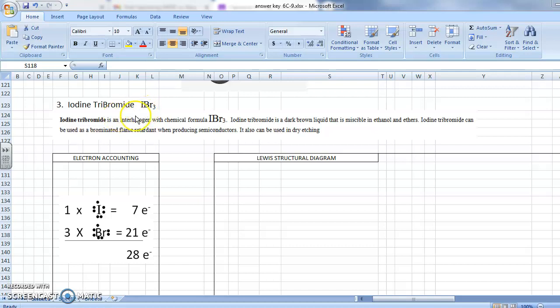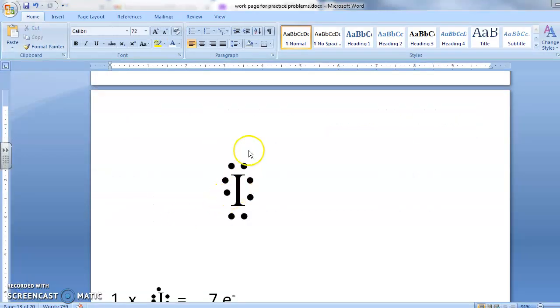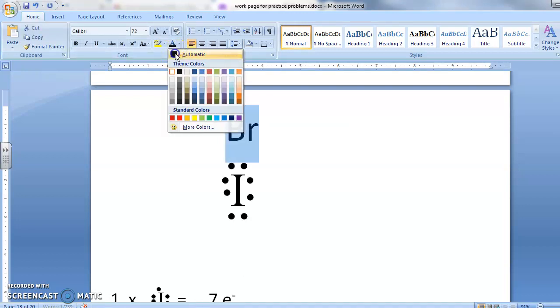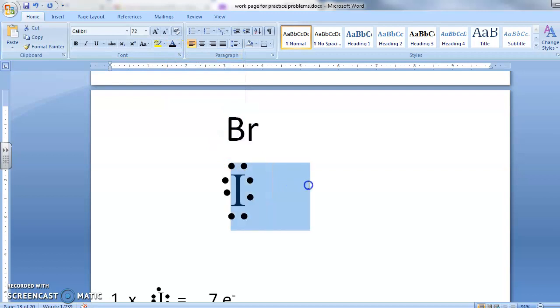So iodine will be in the middle, and we'll surround it with 8 electrons and attach the bromine. So here's our iodine surrounded with 8. Now we'll begin attaching the bromines to the molecule. Wherever there's a pair, we can put a bromine, so we can put one there. We can put one right here. And we can put a bromine down here.